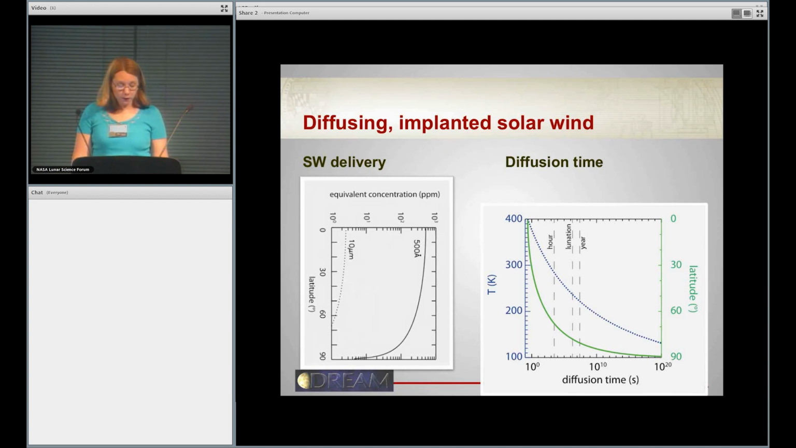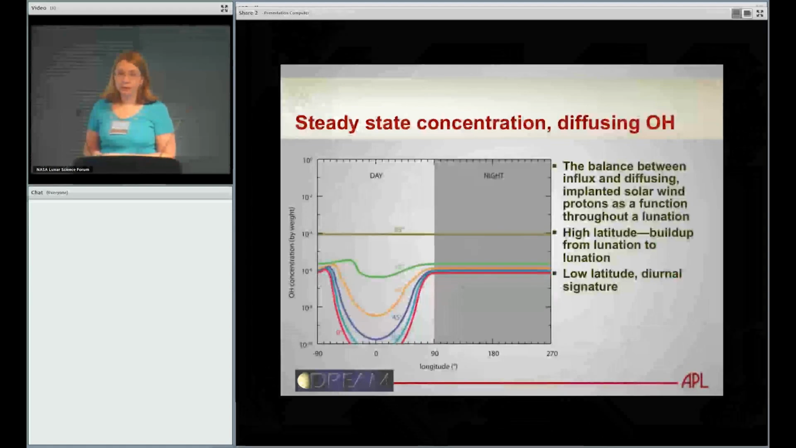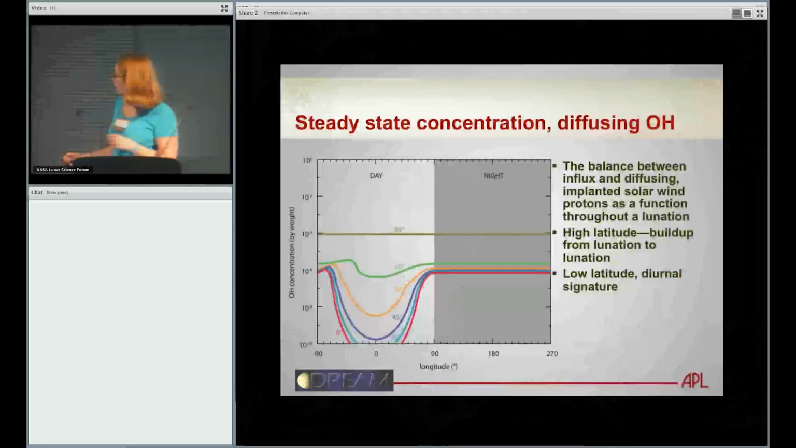So we're going to model the diffusing implanted solar wind, assuming that it's in the form of OH. And I just want to point out that our source is the solar wind delivery, which over latitude changes by a couple orders of magnitude. But our loss is going to be related to the diffusion time, which over latitude changes by tens of orders of magnitude.